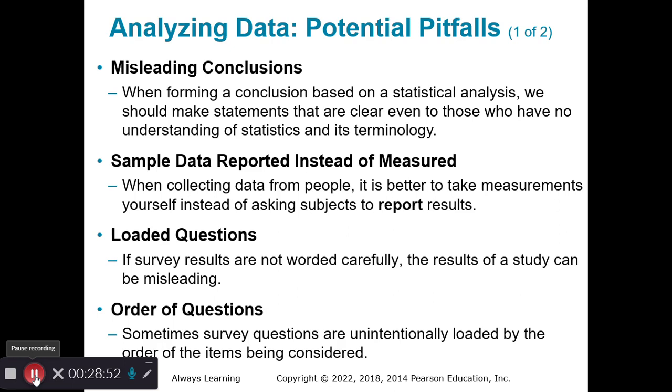Next, loaded questions. The way I ask a question could absolutely influence how you answer it, because I'm going to be open to swaying you in one direction or the other. I'm sure you can think of examples where someone has asked you a question and they're telling you exactly which answer they're looking for. So this is what we call bias in the wording of the question, or loaded questions. And also the order in which we ask questions could affect the responses.